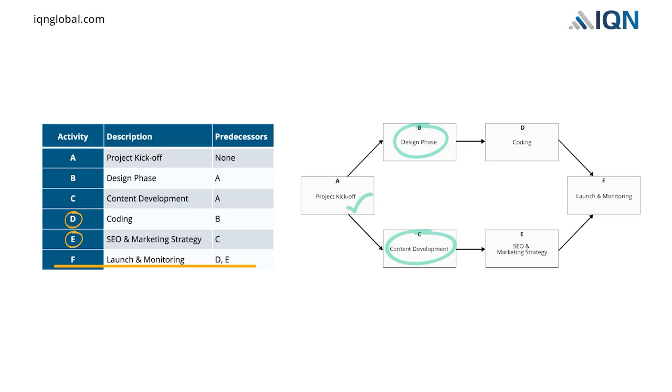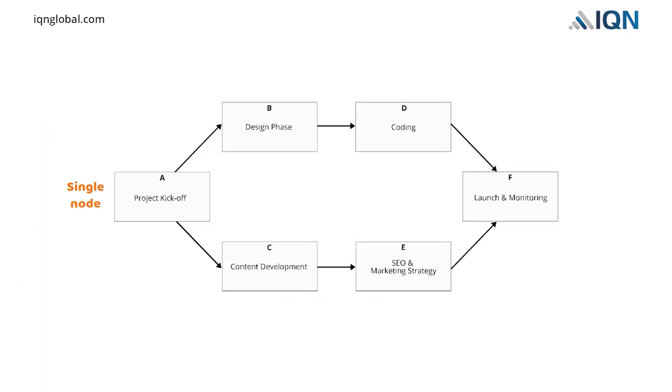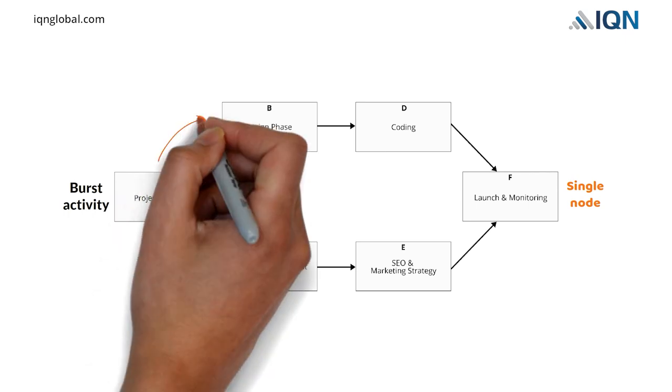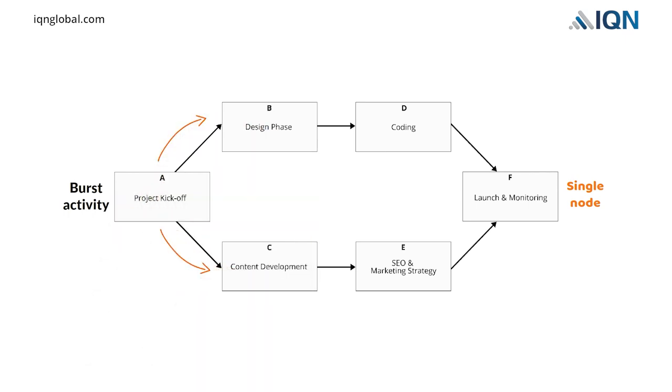In this way, using the information in the table, we created the network by adding all activity nodes, as shown in the figure. This network begins with a single node, activity A, and concludes with a single node, activity F. In this network, activity A is a burst activity because it has two successors, activities B and C. On the other hand, activity F is a merge activity because it has two predecessors, activities D and E.